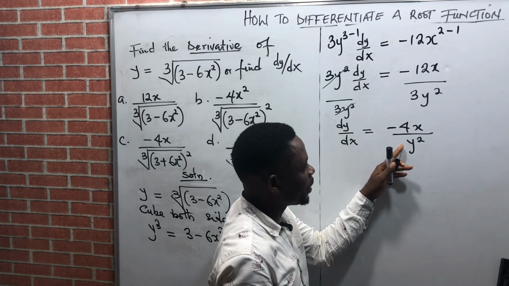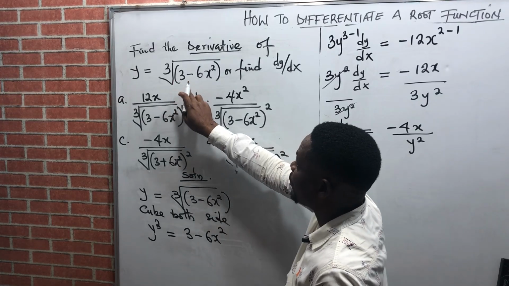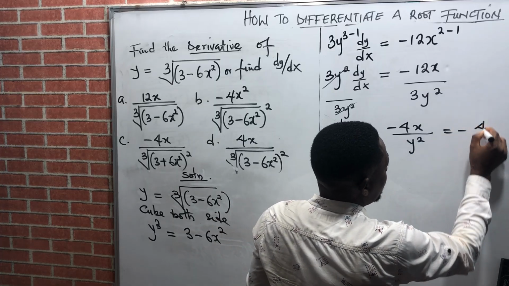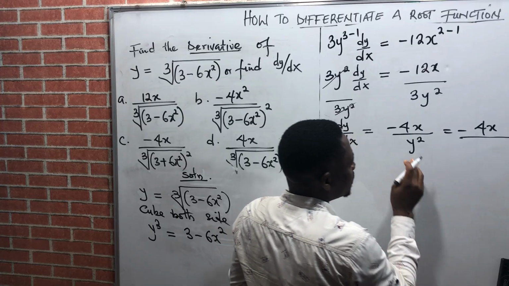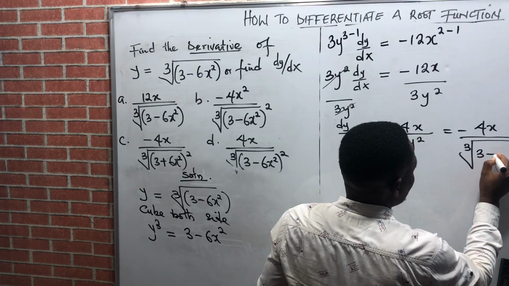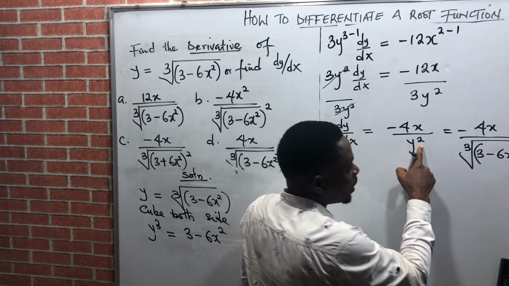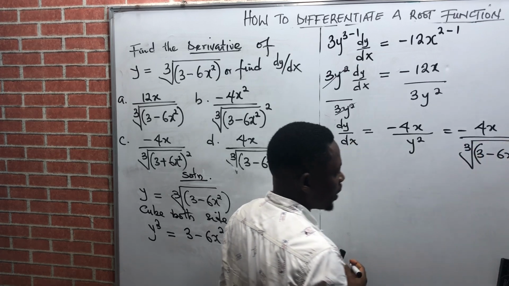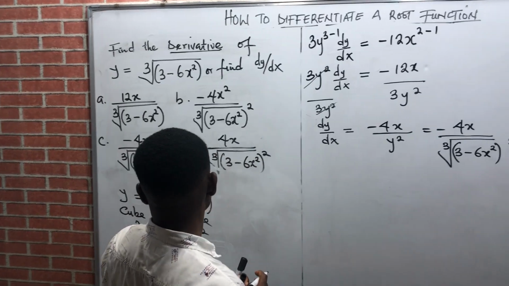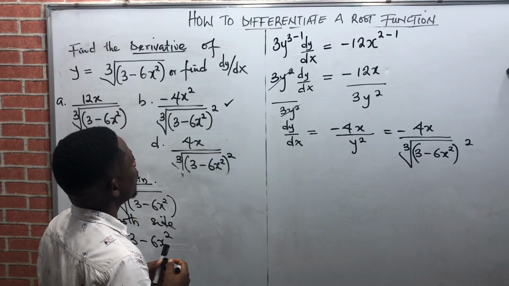Now looking at it, we're already given the value of y from the question. y is already cube root of 3 minus 6x squared. I will now substitute to have minus 4x over, then watch this, y is now cube root of bracket 3 minus 6x squared, close the bracket, then all squared. And that is the final answer. Now let us look at the options. Based on what we have solved, the correct answer is option B. Are you with me now?